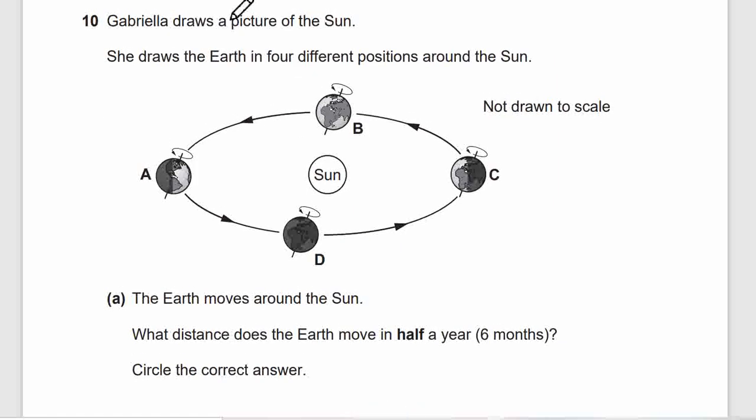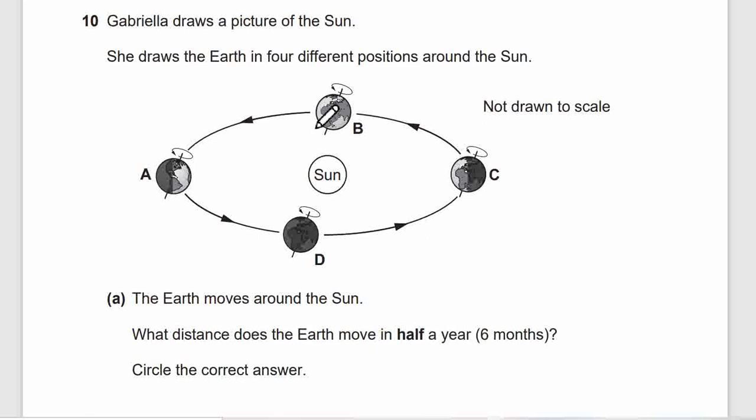That's question 10. Gabrielle draws up pictures of the sun. She draws the earth in 4 different positions around the sun: A, B, C, D. Well, this is sun, this is the earth. The earth moves around the sun. There we go. What distance does the earth move in half a year?